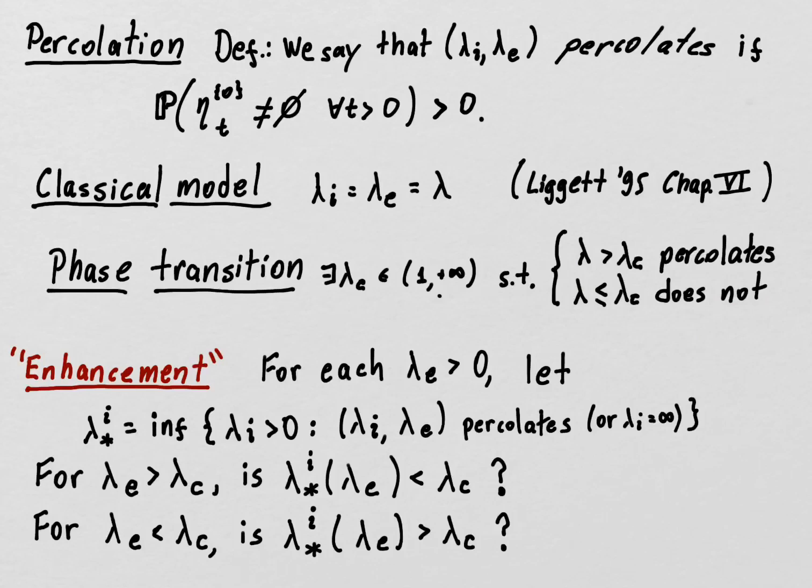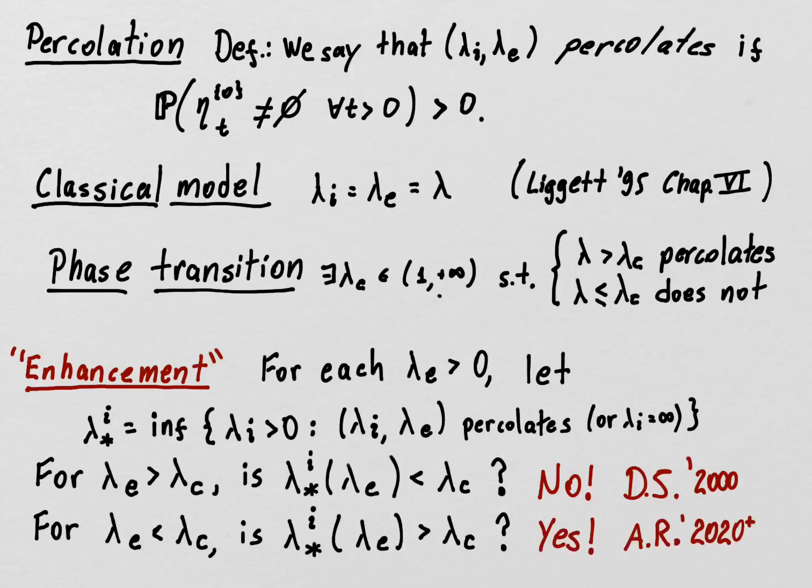Now define lambda_I star as the critical value of lambda_I for a fixed lambda_E. And the first question we're interested in is: if lambda_E is increased with respect to lambda_c, so it's strictly larger, will the critical value for lambda_I be strictly smaller than lambda_c? And conversely, if we take a subcritical lambda_E, does the critical value for lambda_I increase strictly? The answer is negative to the first question, given by Durrett and Schinazi in 2000, and positive for the second question, given by Enrique Angeli and myself.